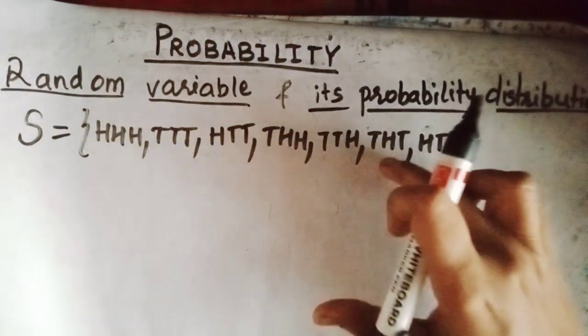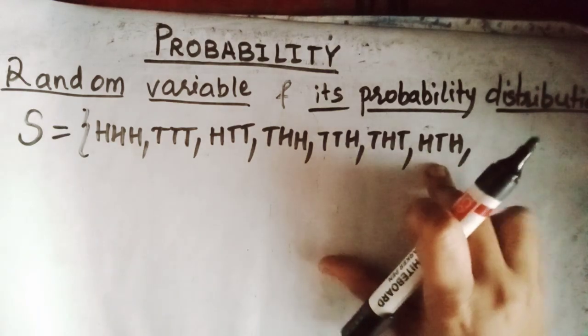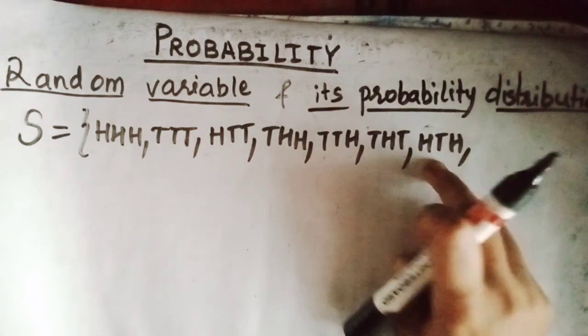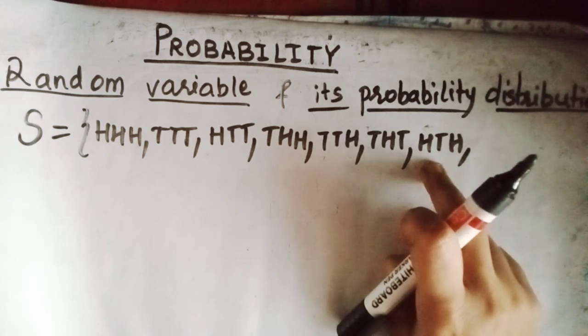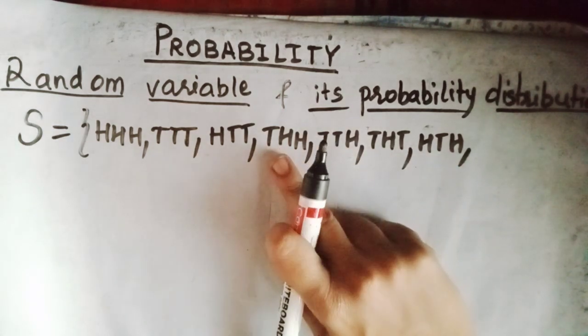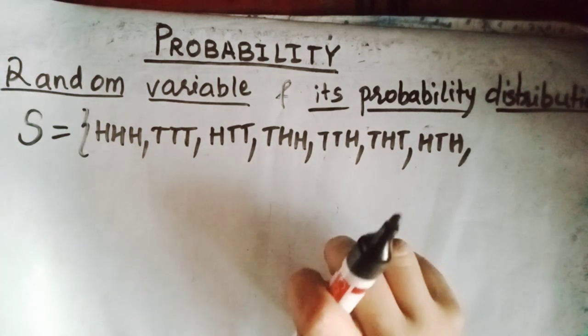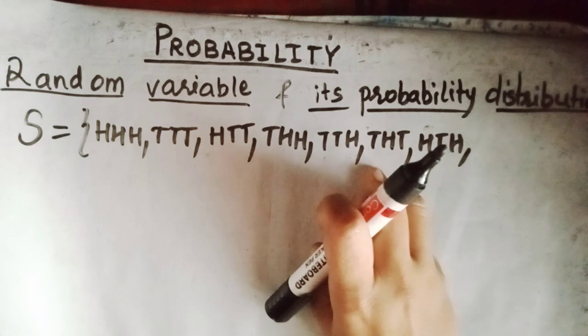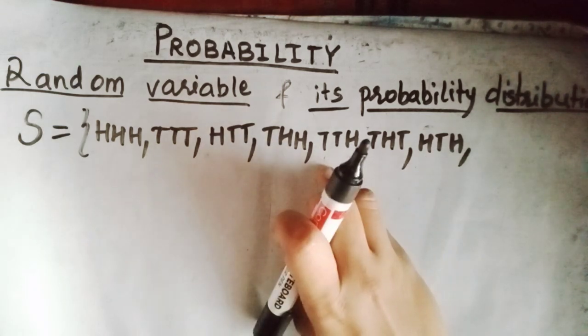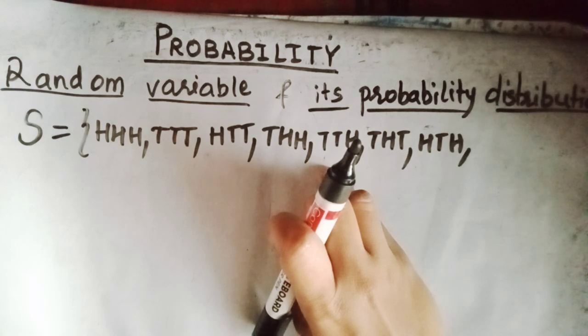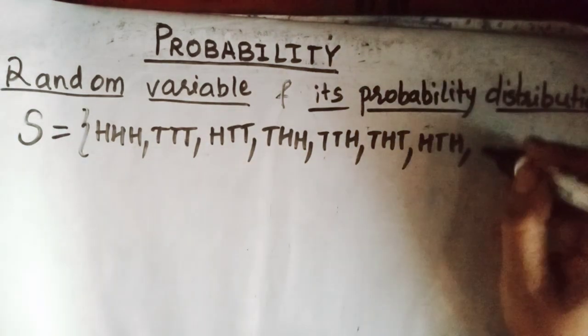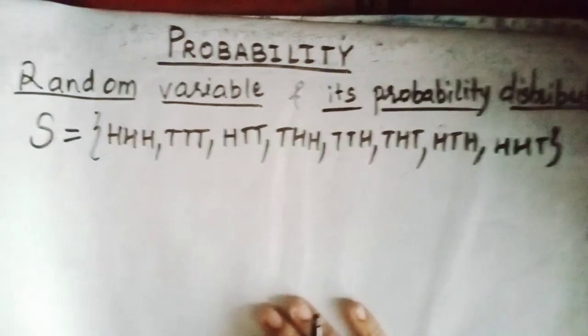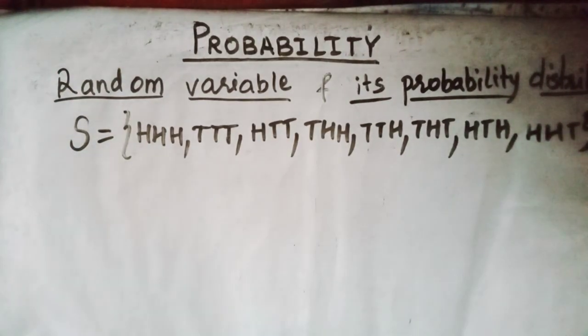That is 1, 2, 3, 4, 5, 6, 7 and one more: HTH, THH, HTT, THT, TTH, okay, and TTT and HHT. So this becomes the domain for the function, that is, the random variable X. Now the sample space is this.